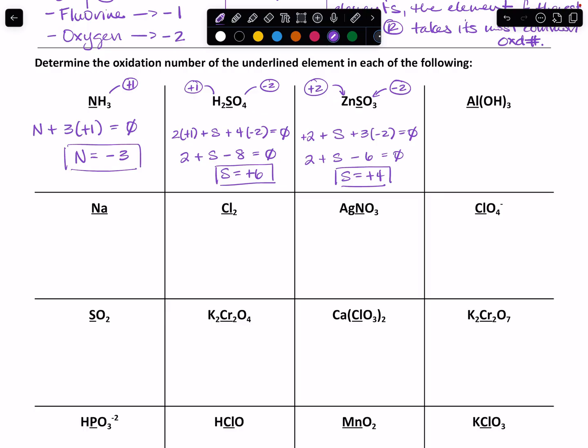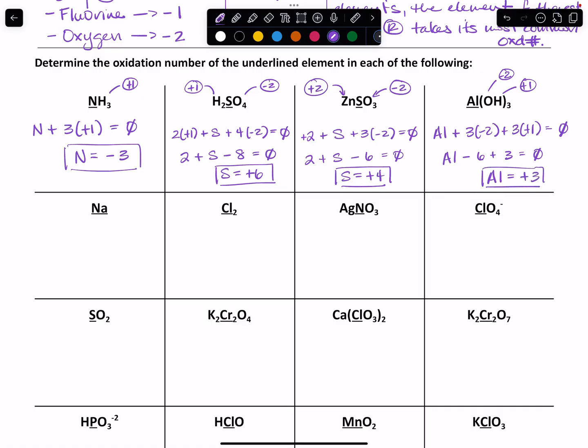All right, now we're going to move on to aluminum hydroxide. Again, minus 2 for the oxygen, plus 1 for the hydrogen. Our unknown here is aluminum. So we're going to have 3 at minus 2 plus 3 at plus 1. Neutral molecule, so they need to add to 0. So aluminum minus 6 plus 3 equals 0. So aluminum's oxidation number is going to be plus 3. And we could have predicted that. This is an ionic compound, so it's pretty straightforward for those.